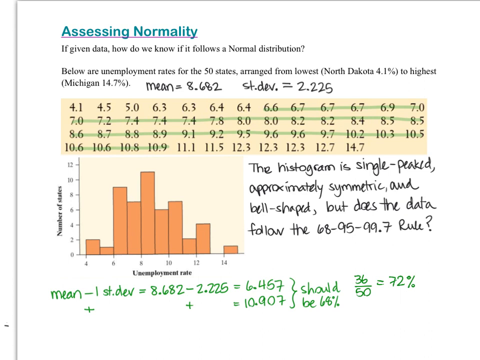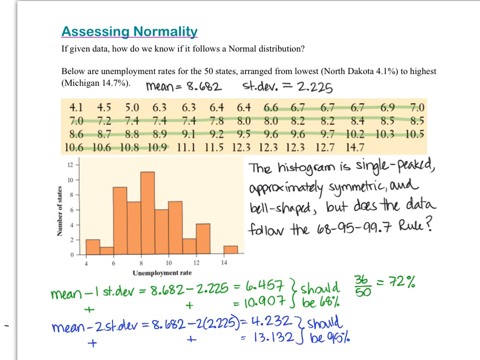Start by calculating the boundaries. We've got the boundaries now of 4.232 to 13.132, and that needs to represent 95% of the data for it to follow the empirical rule. So let's highlight the additional data values that would be included. And it looks like all but 2 of them will be. So that means we've got 48 out of 50, which is 96%.